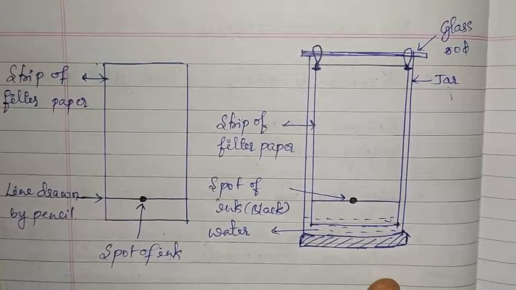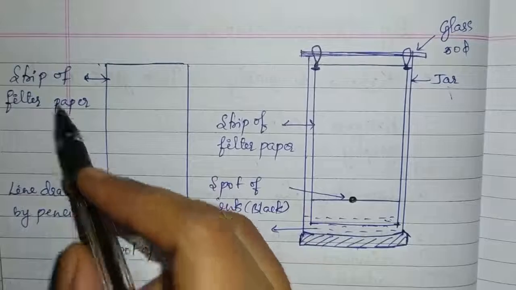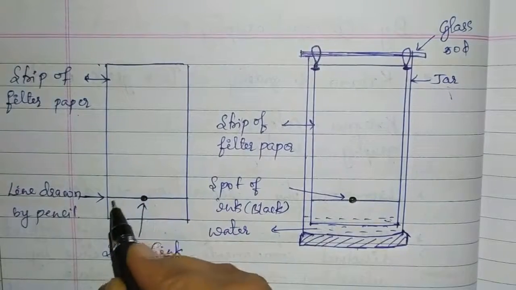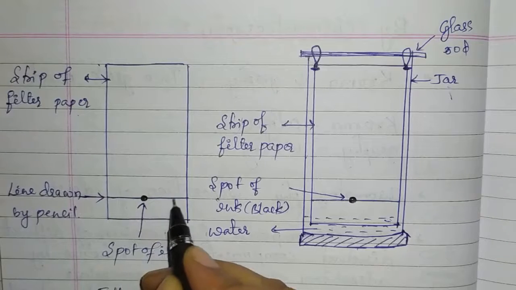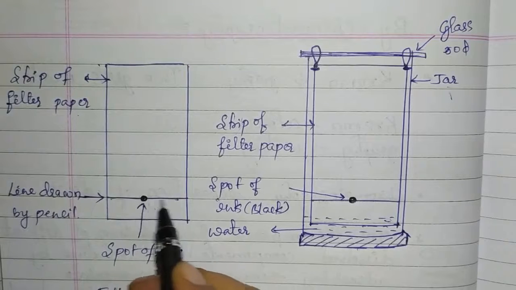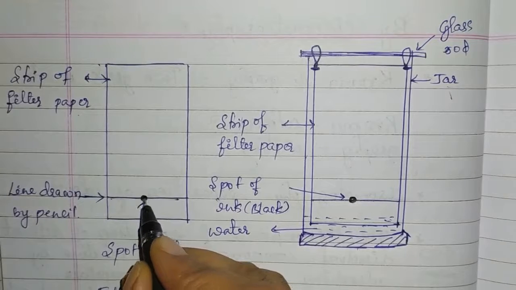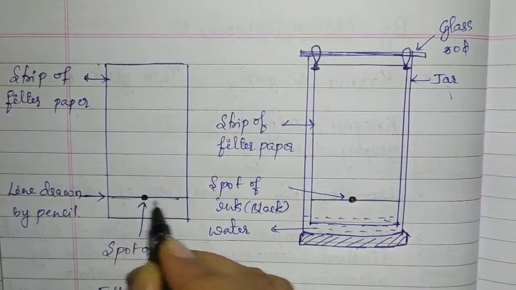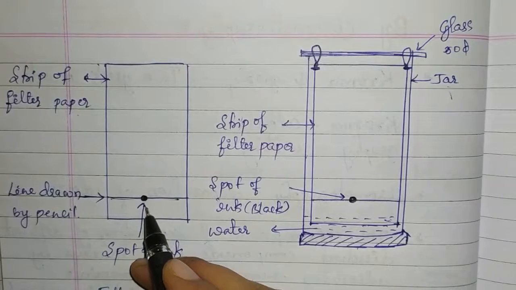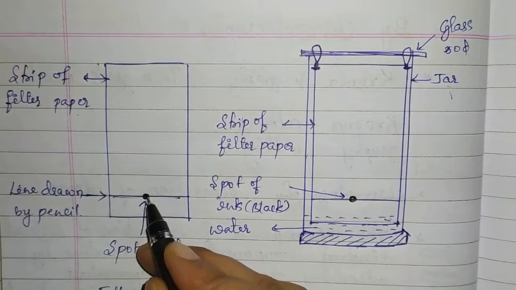For this technique, we have to take a strip of filter paper, and below this filter paper we have to draw a line like this by using a pencil. We have to put a point at the center of this line, and at this point we have to place the ink which is to be separated.